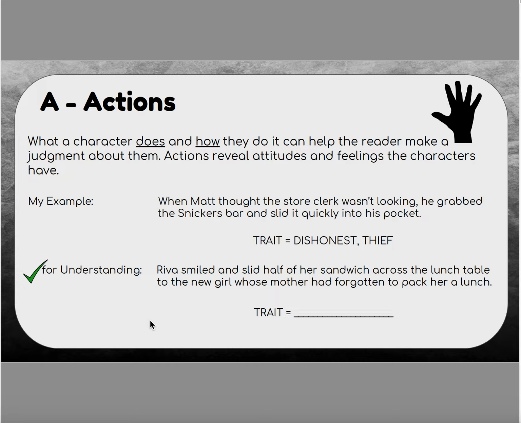A, actions. This one's pretty obvious. What they do, how they do it. This helps us make a judgment about them. So action reveals their attitudes and their feelings. So let's look at our example.